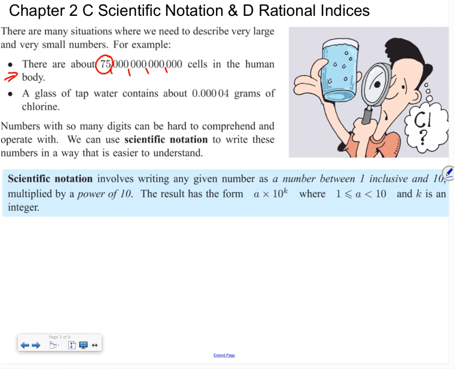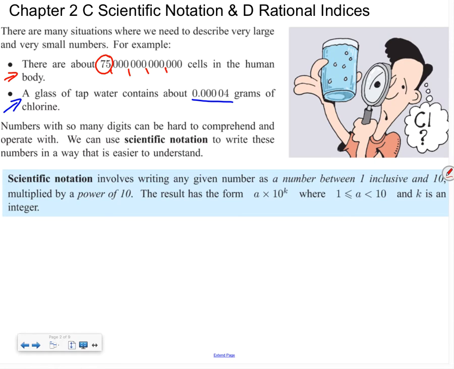And it's also useful for writing very small numbers, such as the number of grams of chlorine in a glass of water. So very small numbers. It gives us some kind of perspective based upon the power of tens, how big or how small that number is.